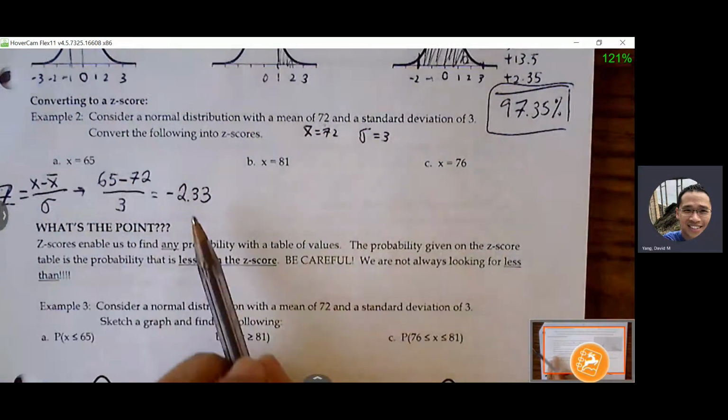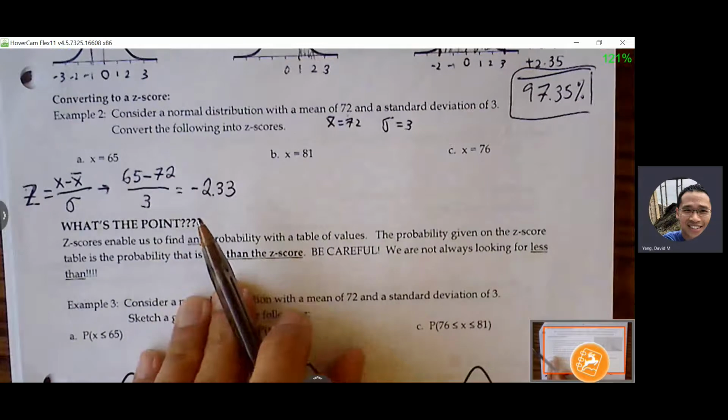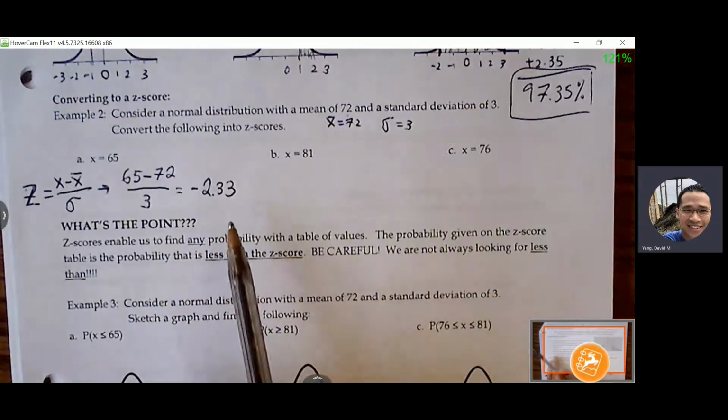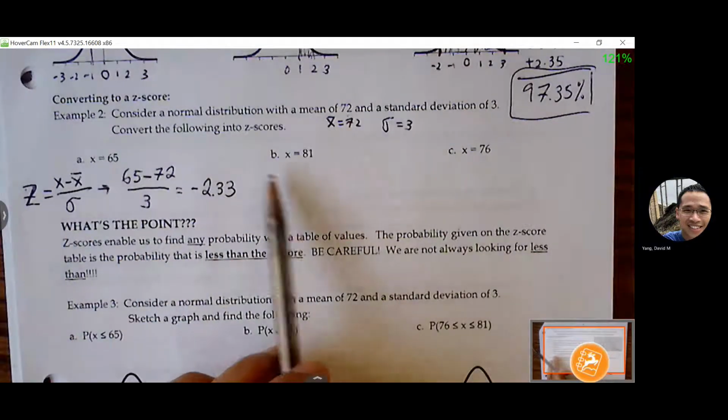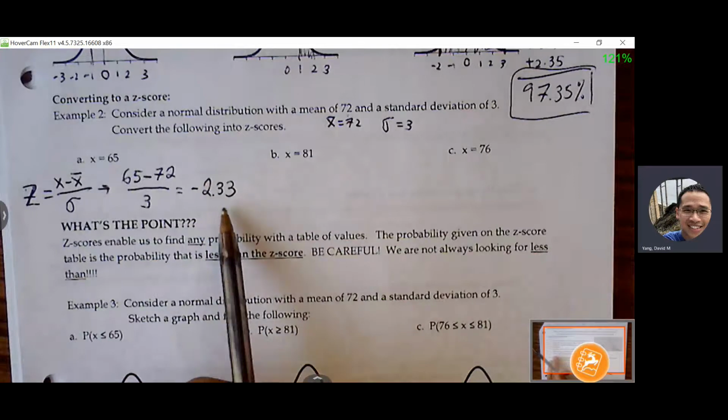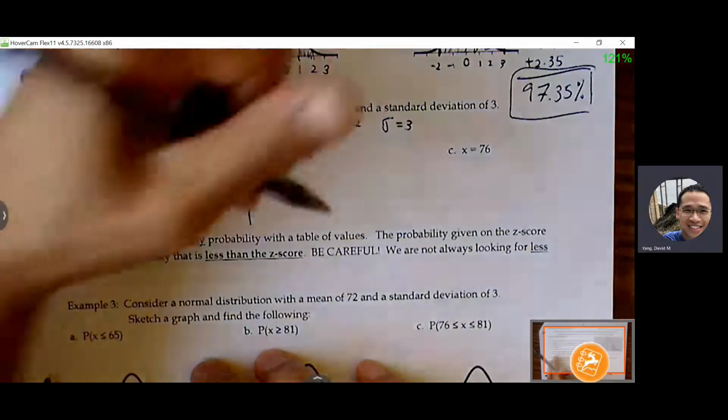Okay, we'll talk about what this means. We're going to be able to use the table that you can find at the very beginning of this packet. But right now, let's just go ahead and find the z-score, and we'll talk about what it means when we go down below. Okay, x equals 81. Find the z-score.